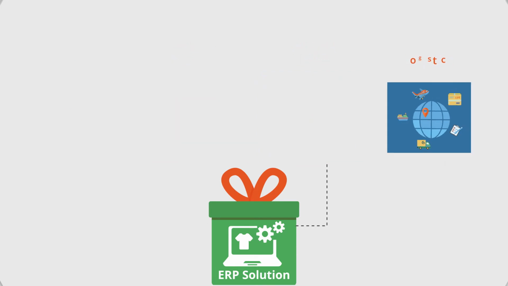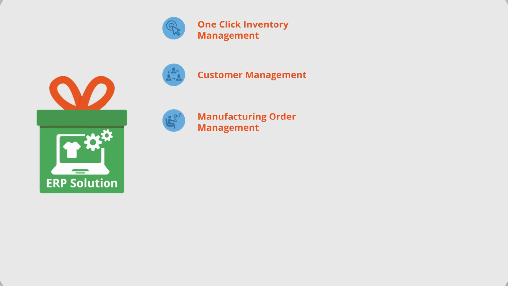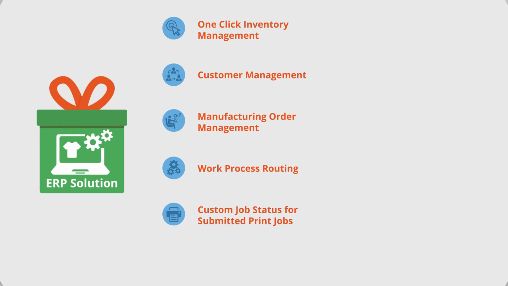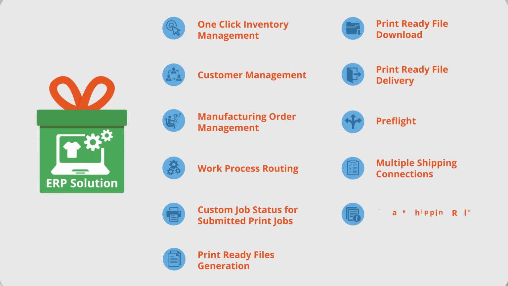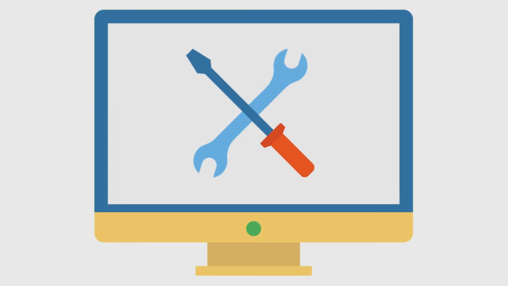Some of the top features of our web-to-print ERP include one-click inventory management, customer management, manufacturing order management, work process routing, custom job status for submitted print jobs, print-ready files generation, print-ready file download, print-ready file delivery, Preflight, multiple shipping connections, create shipping rules.